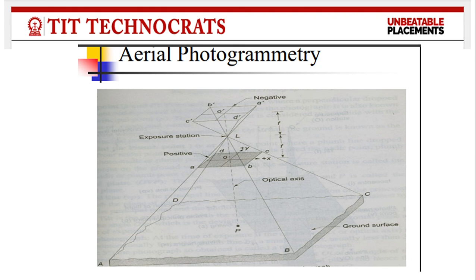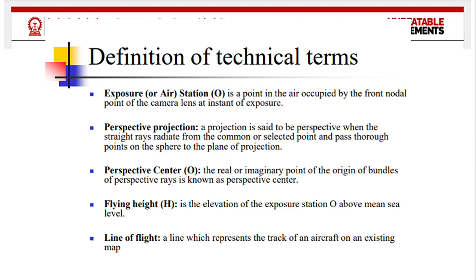So in aerial photogrammetry, here this is the ground surface, there is one optical axis, then exposure station, positive and negative; upper is negative and lower is positive. Now there are definitions of certain technical terms. Exposure or air station is the point in the air occupied by the front nodal point of the camera lens at the instant of exposure.